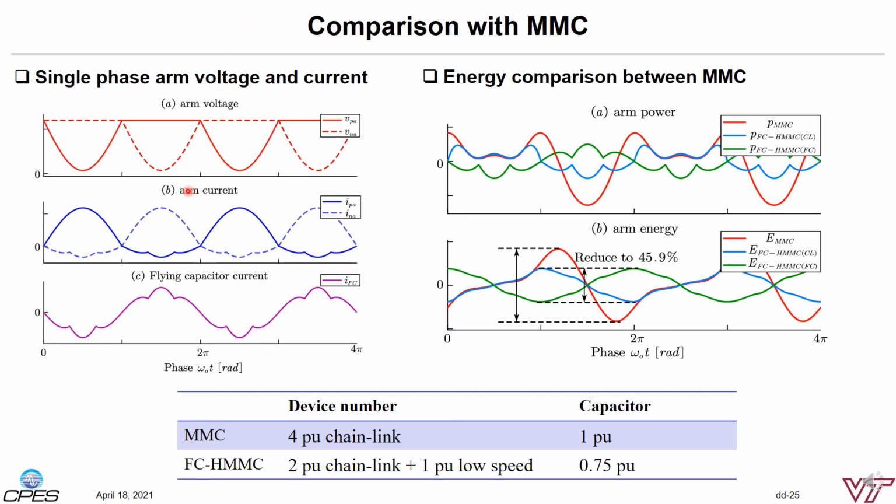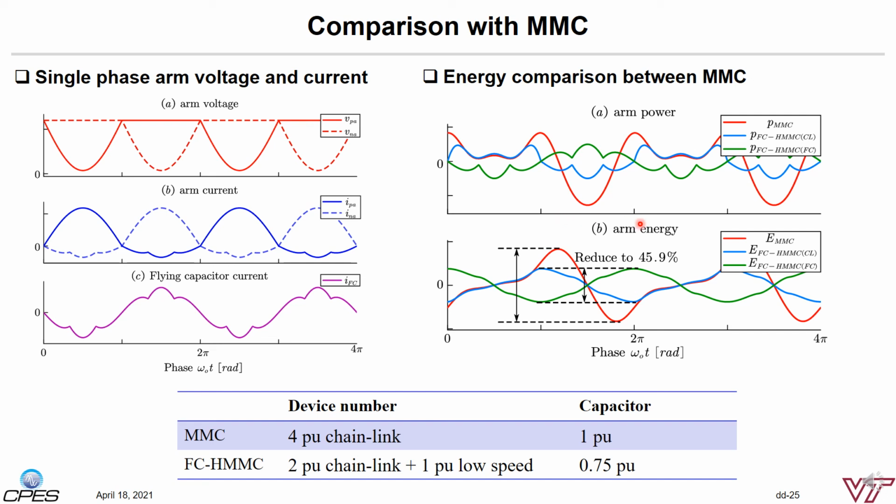The left-hand side picture in this page shows the arm current and arm voltage, as well as the current flowing through the flying capacitor. As discussed before, during half cycle, the arm voltage needs to synthesize the AC voltage, and the arm current is the phase current. On the other half cycle, the arm voltage is clamped around half DC link voltage, but the current can be free to allocate in order to balance the arm energy. So the total current flowing through the flying capacitor is also an AC current, so the flying capacitor energy can be balanced as well.